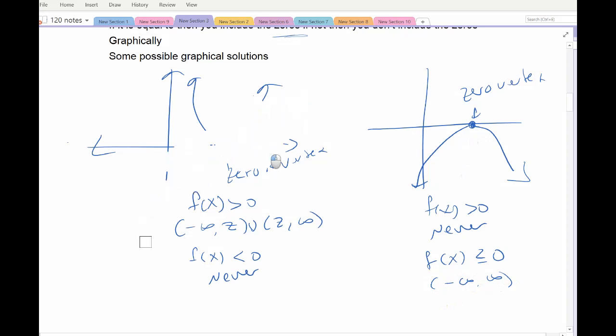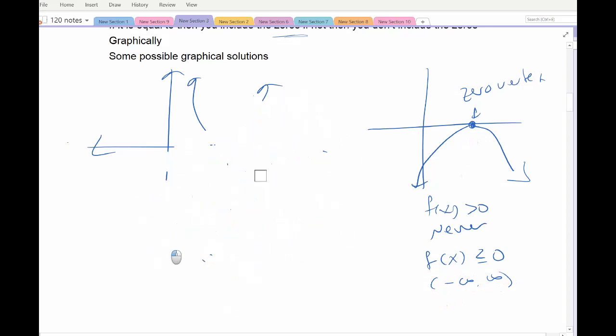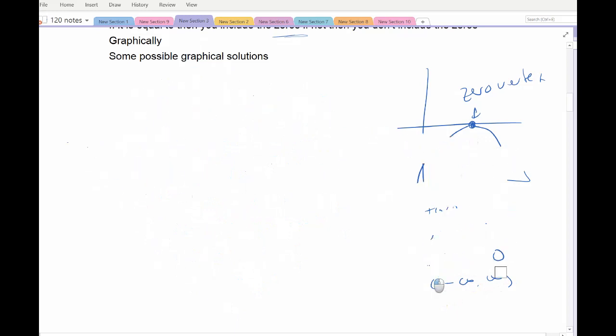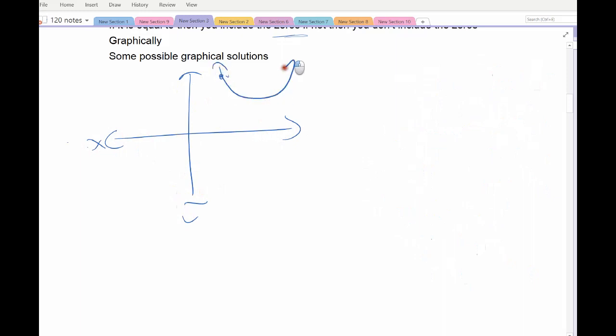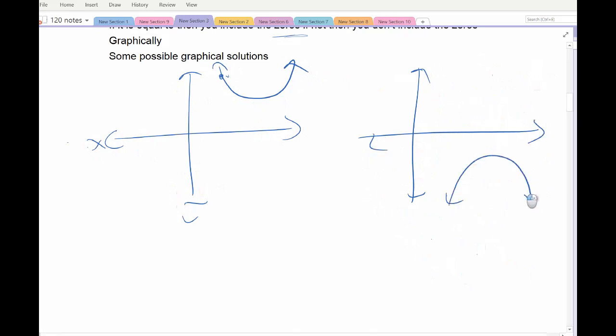The last case would be if it doesn't cross, it has no zeros. We can have two special cases, those are the last examples, where it never crosses the axes. Either the parabola is completely positive above, or it's completely negative below. In this first case, f of x is positive everywhere. F of x is negative never.